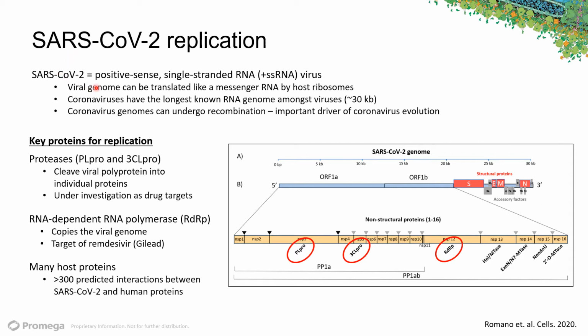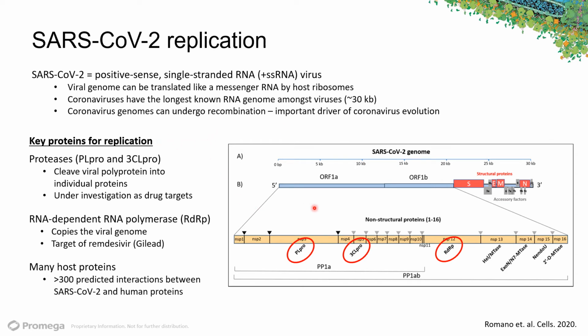SARS-2 has a positive sense single-stranded RNA genome, which means that this viral genome can be translated directly by host ribosomes, much the same as a messenger RNA. Coronaviruses have the longest known RNA genome amongst any viruses at about 30 kilobases. This is a very, very large genome for an RNA virus. And these genomes are somewhat unique in their ability to undergo RNA recombination, where different strands from different coronaviruses can actually exchange. And we think that this is an important driver of the coronavirus evolution process.